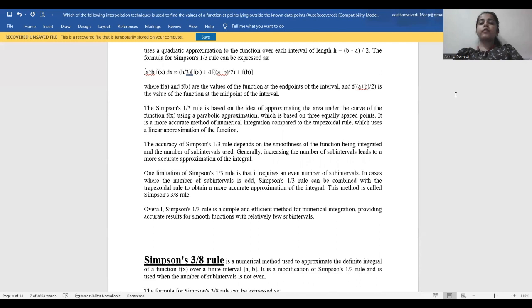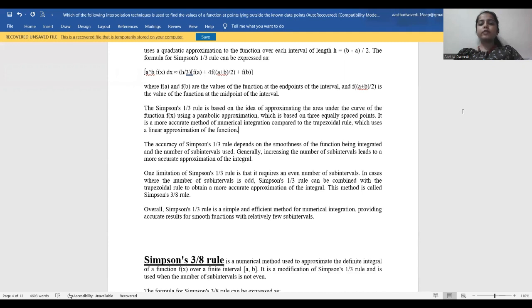The formula for Simpson's one-third rule can be expressed by this, where f of a and f of b are values of the function at the endpoints of the interval, and f of a plus b by 2 is the value of the function at the midpoint of the interval. Simpson's one-third rule is based on the idea of approximating the area under the curve of a function f of x using a parabolic approximation, which is based on three equally spaced points. It is a more accurate method of numerical integration compared to the trapezoidal rule, which uses a linear approximation of the function.